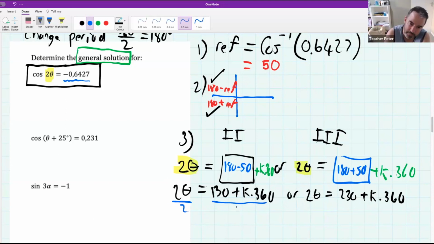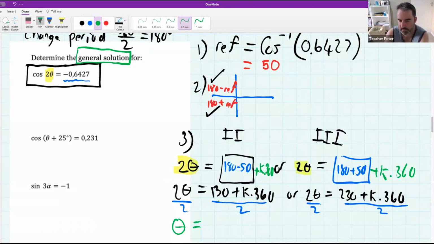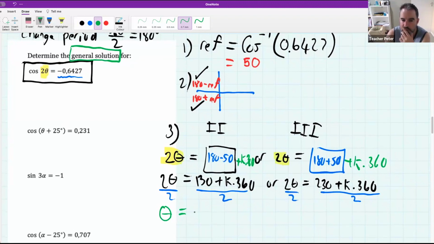So essentially what happens is I have to do that. And what that allows me to do is to say, look, this becomes theta by itself. So what is 130 divided by 2? 65. Okay, now we're absolutely correct, but we can't stop there because the period has to be changed as well. So what is 360 divided by 2? 180.